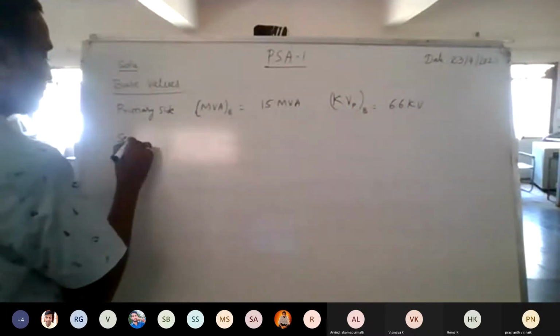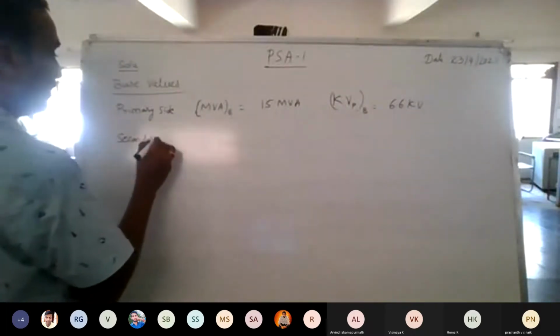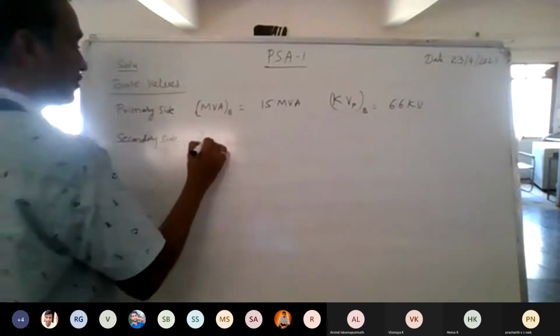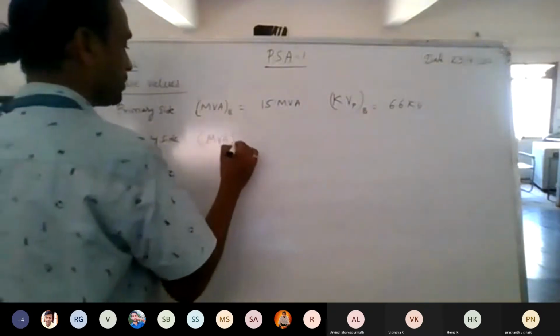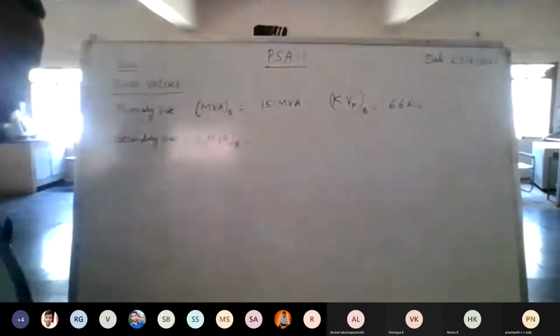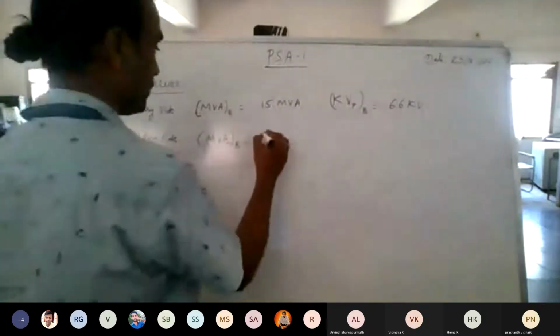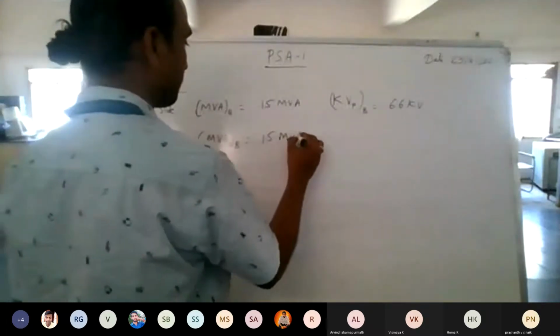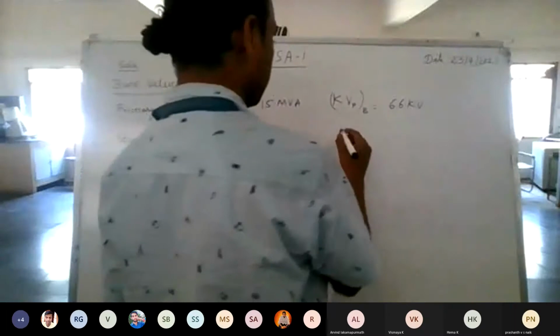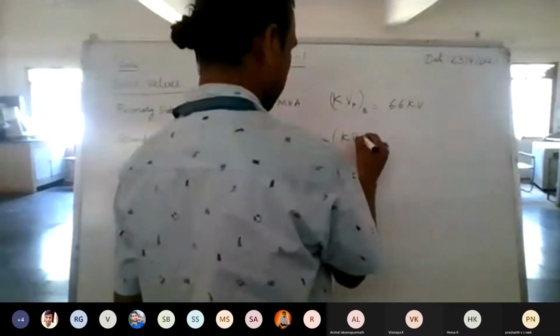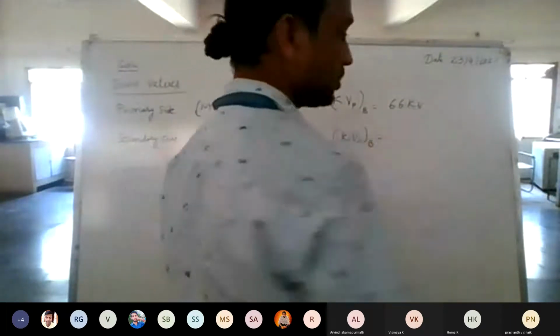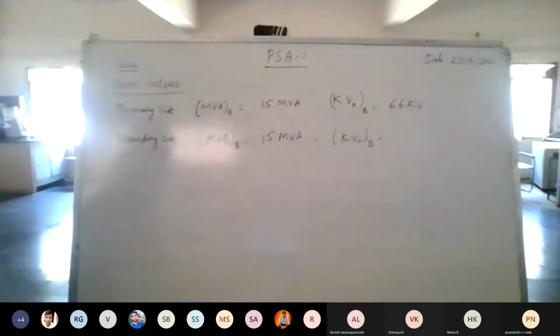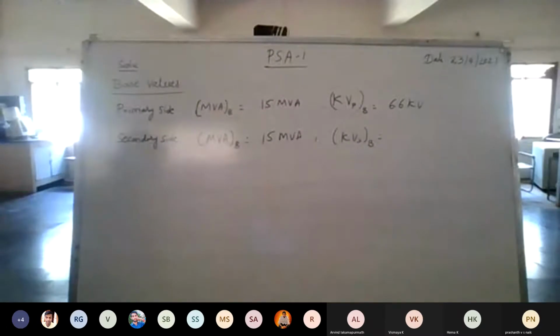Similarly, the secondary side. What is the MVA base? That is also 15 MVA. And the kV base, that is kVS base, is to be calculated here. So how are we going to calculate this? There is an equation for that.